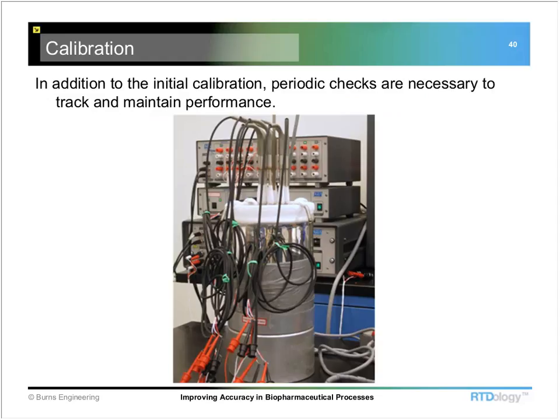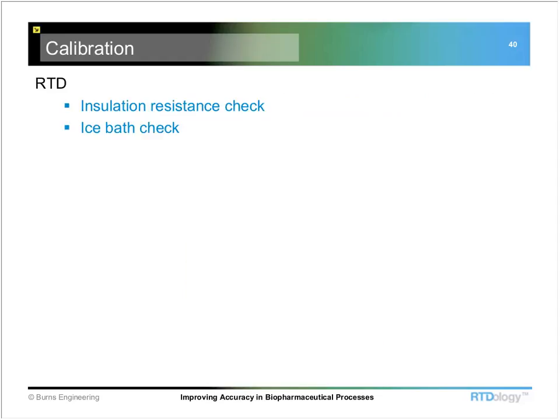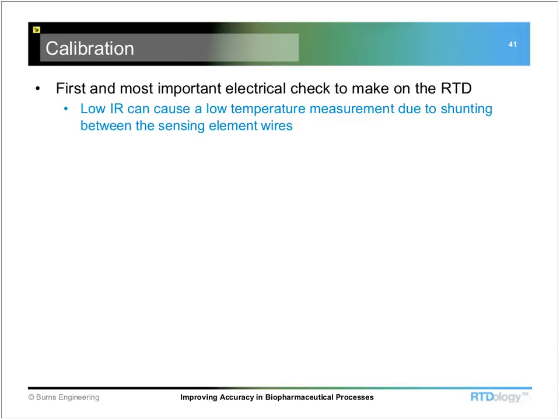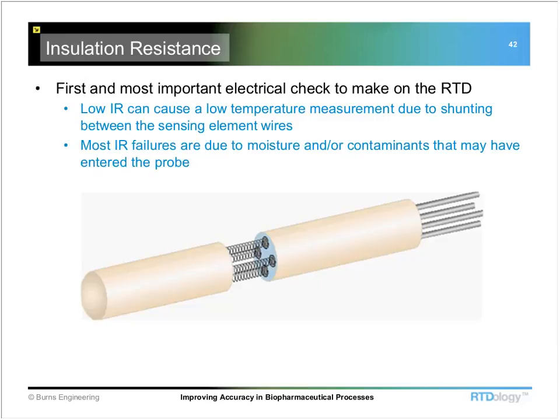In addition to doing the matching, to maintain that accuracy over time, we really need to go back and check that RTD periodically to make sure that it hasn't drifted or something else hasn't happened to it. You can also check that matching with the transmitter. Two of the simplest and most important checks to do are insulation resistance, and then to measure the ice bath resistance.